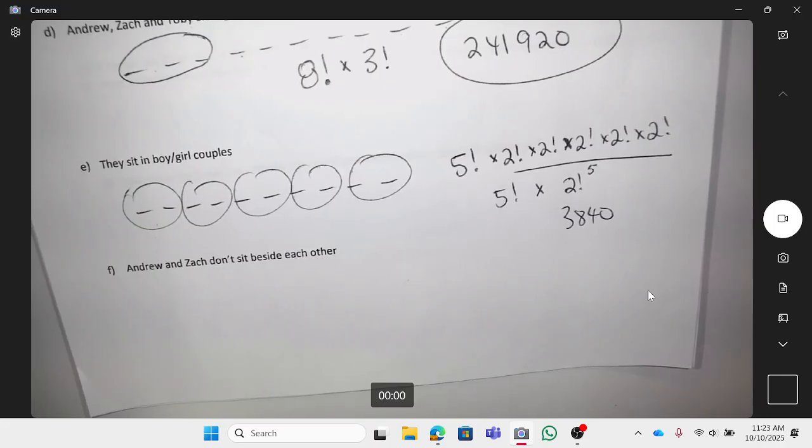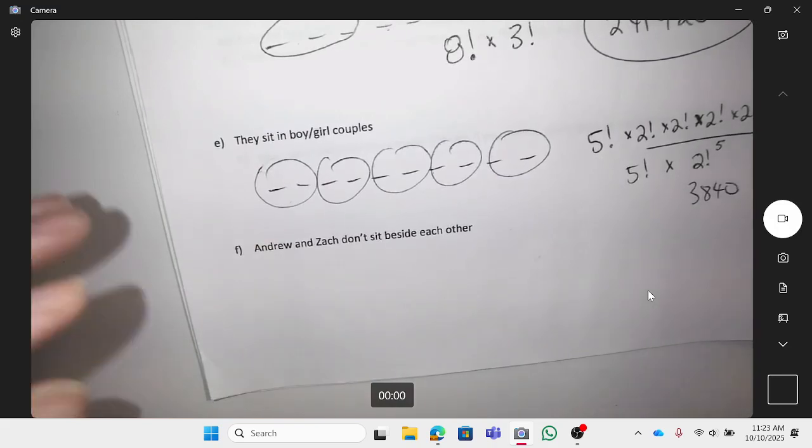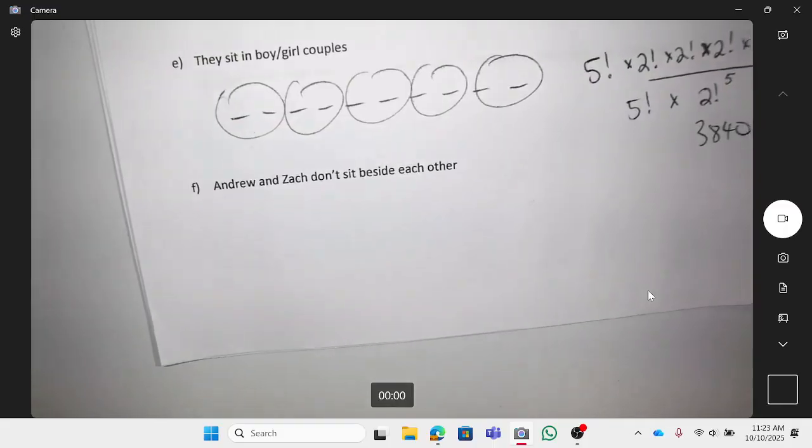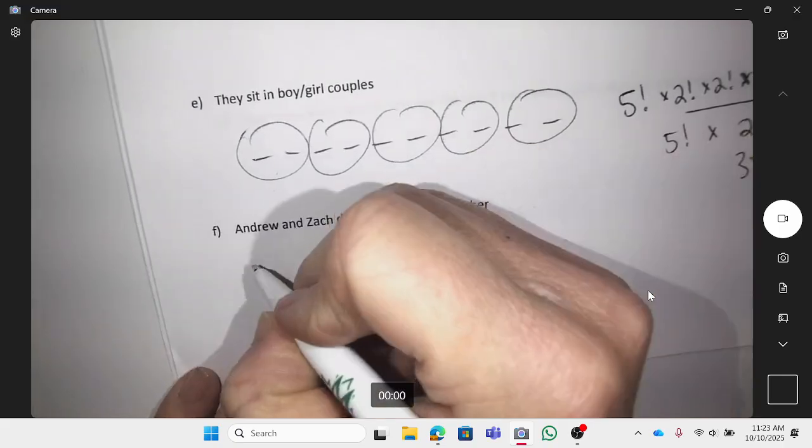Okay, this last one. Ooh, if we don't remember the strategy on this one, you're kind of hooped. Okay, to figure out where they don't sit together, trying to just get that is almost impossible because it's a crazy amount. So here's what we're going to do. We're going to talk about scenarios.